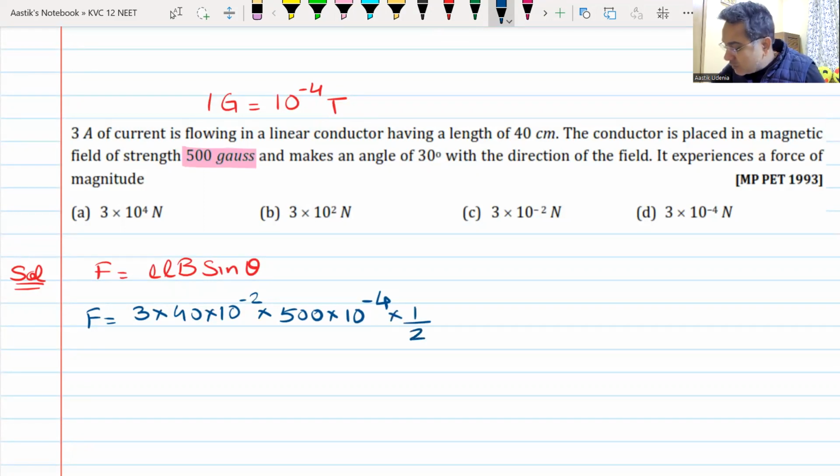If you multiply all these things, I think you are going to get the answer as C. And C, my dear friends, is the correct answer. Well done if you got this answer. Shall I move ahead?